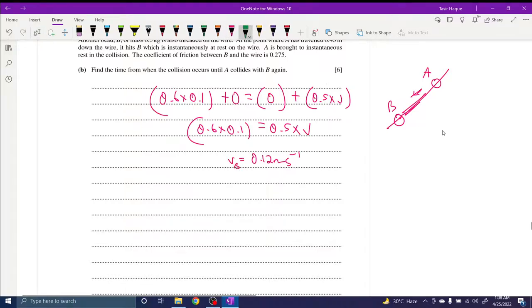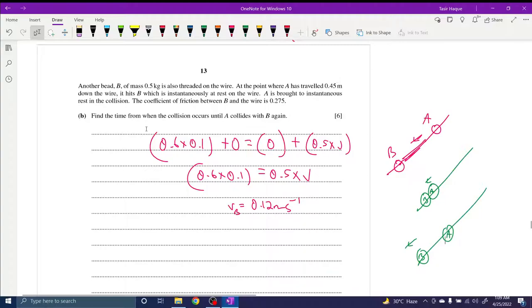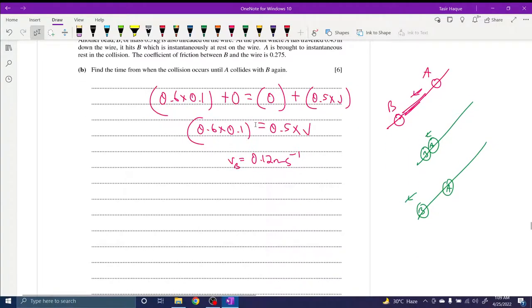Okay, now let's check this out. What's happening afterwards? After this collision occurs, this is where the collision occurred. A just hit B right now. Now after the collision, B starts moving, right? And A comes to rest temporarily. But then, find the time from when the collision occurs until A collides with B again. What does that mean? A is gonna hit B again soon. So we need to find the time taken from this point onwards, considering this instance 1 till this instance occurs, when they collide again. So A will catch up to B and collide again. This is instance 2. So we need to find the time period between these two collisions.